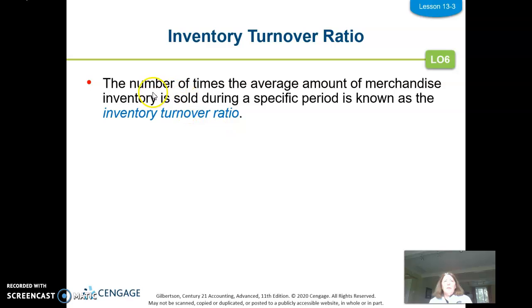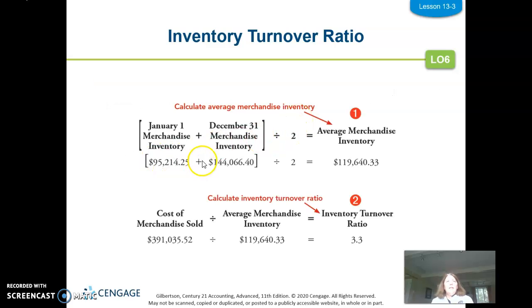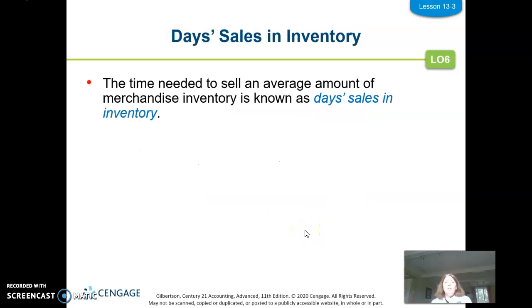So the inventory turnover ratio is the number of times the average amount of merchandise inventory is sold during a specific period, which again is typically 365 days. So the calculation is very similar. We're looking at average inventory, so take January 1st and December 31st and average it out. By the way, those were both from the balance sheet. Then we take the cost of merchandise sold from the income statement, divide it by that average to get the inventory turnover ratio. And again, 3.3 means the average inventory is being sold 3.3 times per year.